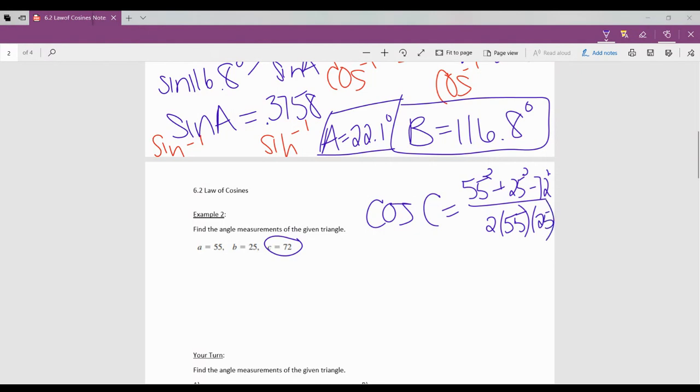Okay. So now once again, reminder, we're using parentheses around that numerator. So we've got 55 squared plus 25 squared minus 72 squared divided by, in parentheses, 2 times 55 times 25. And we're using those multiplication symbols inside the denominator parentheses. Close that parenthesis, hit enter, and we get cosine of C is equal to negative 0.5578.